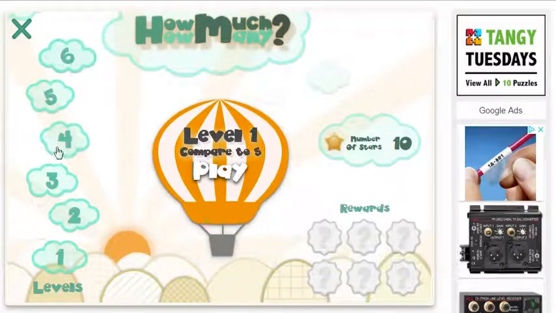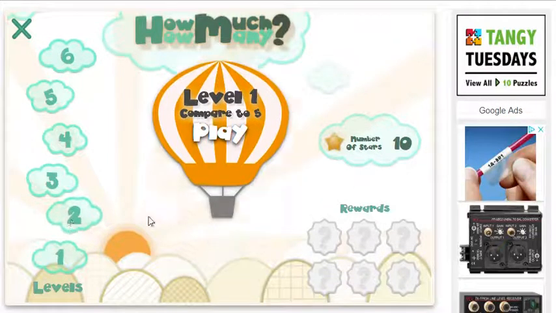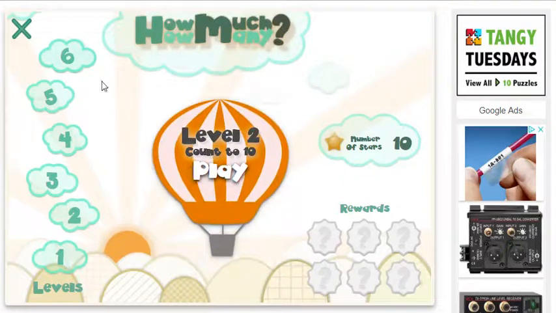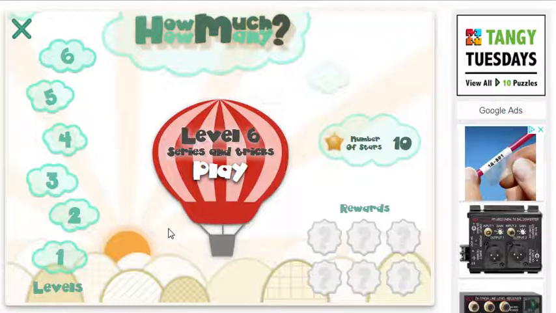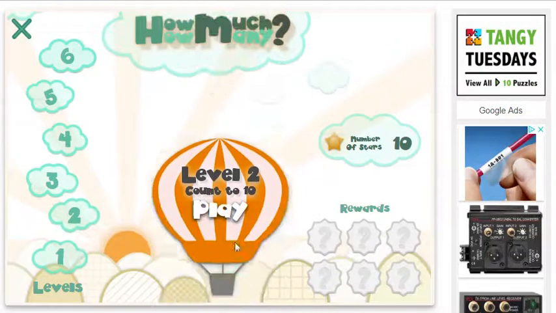Like our other games, there are different levels to How Much, How Many, so we're just going to look at one of the lower levels and then we'll go up to one of the upper levels. So we've got level 1, comparing to 5, level 2, comparing to 10, all the way up to level 6 where we're going with series and tricks. So we're going to see that there are different types of skills worked on in these different levels, just like our other games. Different levels would be appropriate at different grade levels as well. So let's look at a level 2.